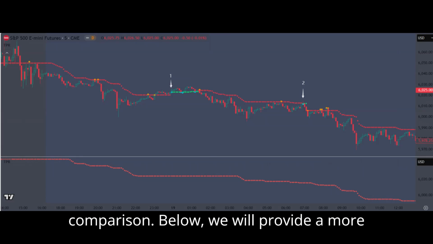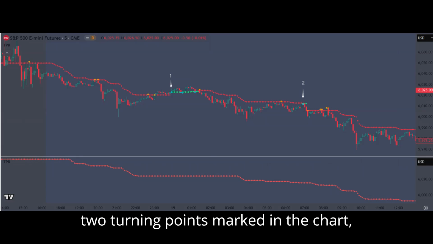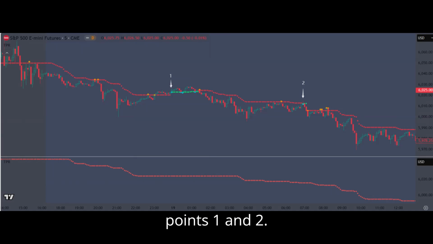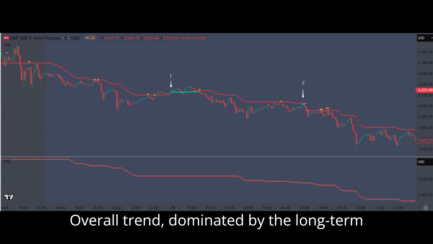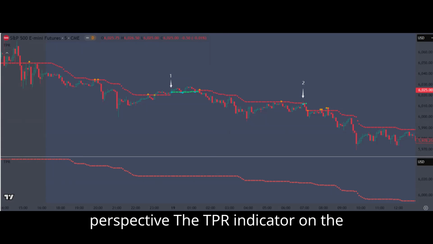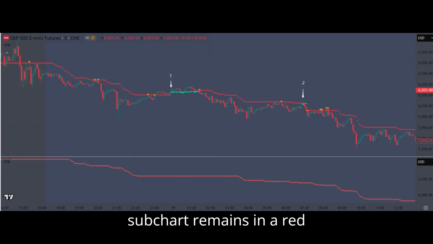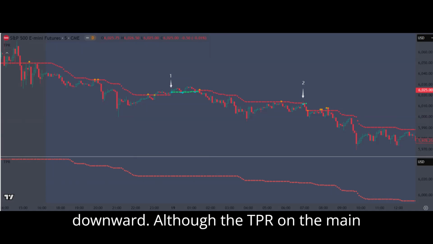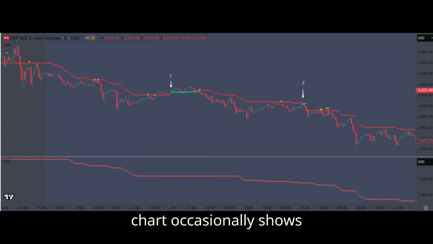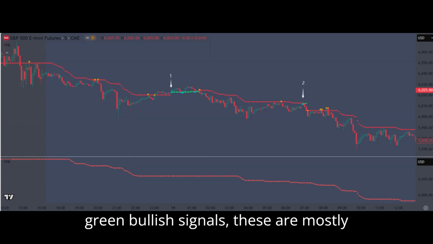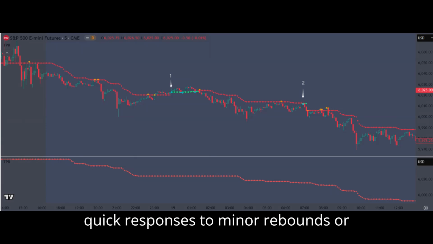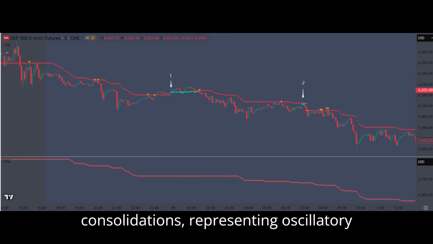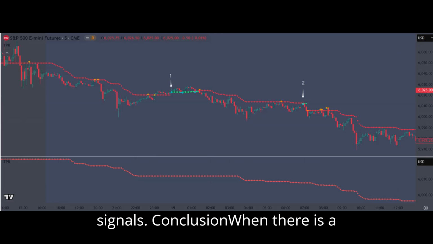Below, we will provide a more detailed technical analysis based on the two turning points marked in the chart, points 1 and 2. 1. Overall trend, dominated by the long-term perspective. The TPR indicator on the subchart, long-term parameters, remains in a red bearish state, indicating that the broader or medium-term trend is still downward. Although the TPR on the main chart, short-term parameters, occasionally shows green bullish signals, these are mostly quick responses to minor rebounds or consolidations, representing oscillatory signals.